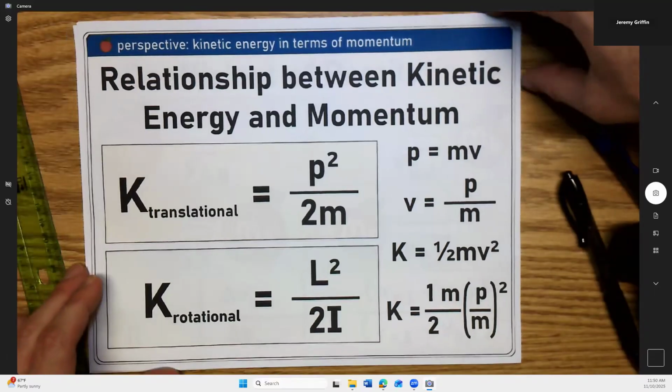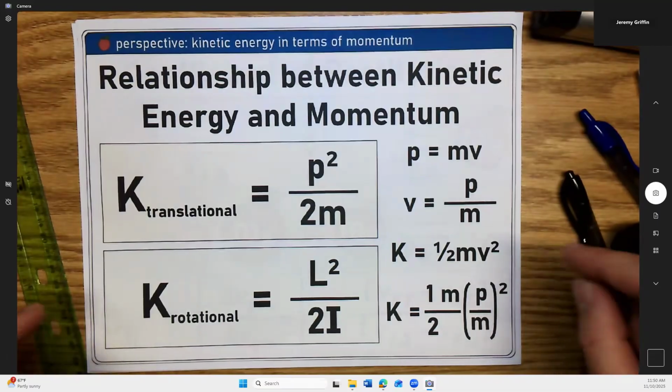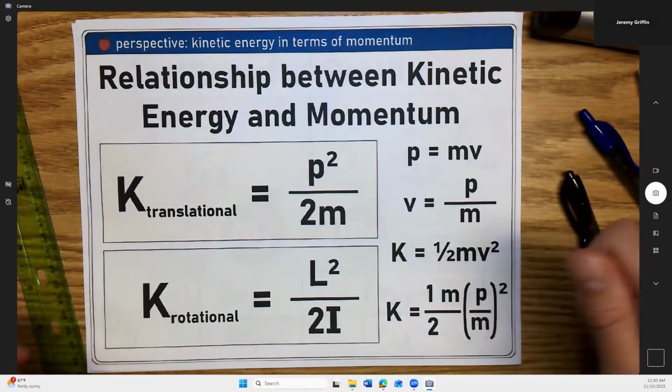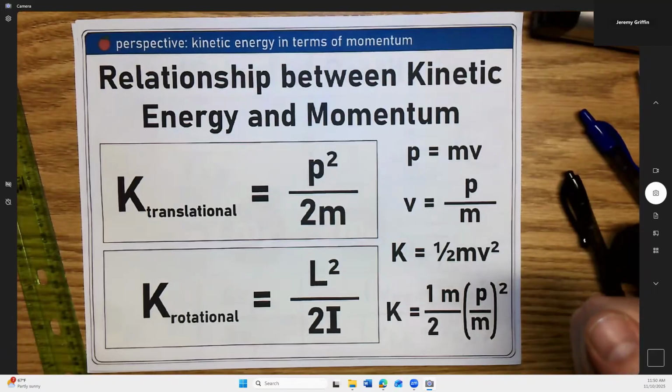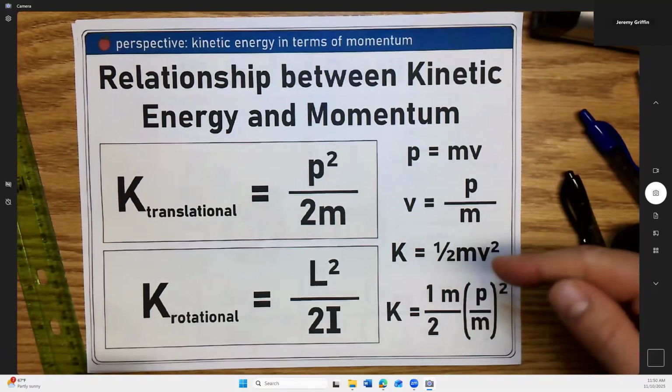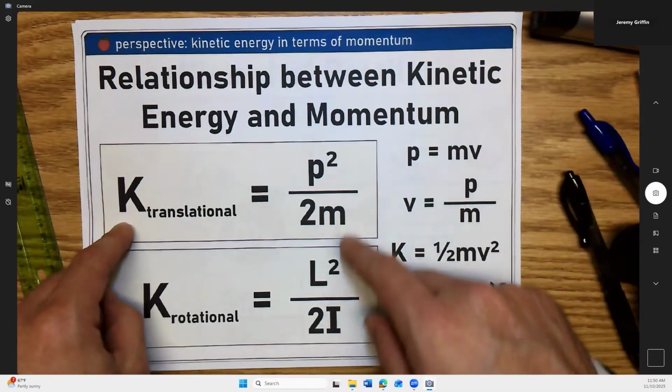Here, got some bonus stuff for you guys. Okay, here's one of my bonus posters. If this is a little bit too much, you don't have to worry about this one. But if you want to know a little bit of extra, I've seen this on the AP. Guys, look up here. Okay. I've seen on the AP grading rubrics for FRQs, they can award credit if a student is able to use this and use this. What's the relationship between kinetic energy and momentum?